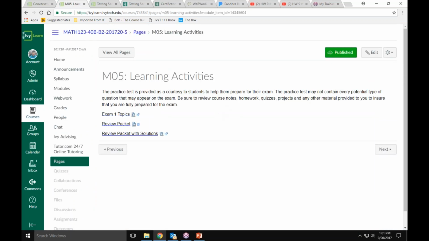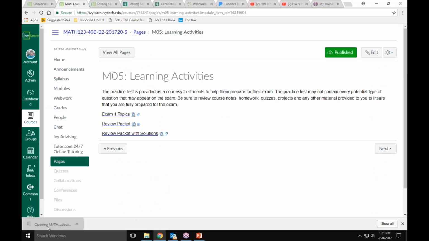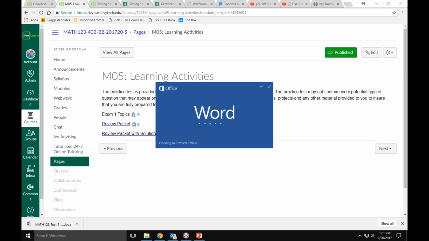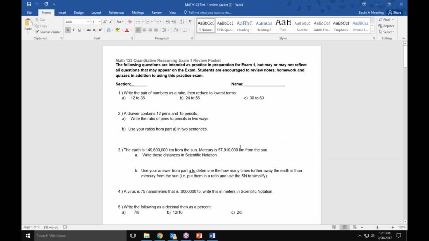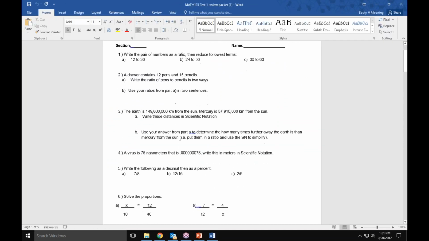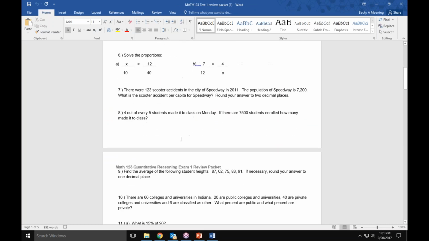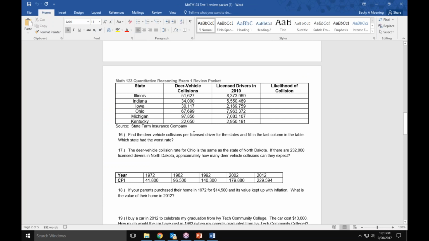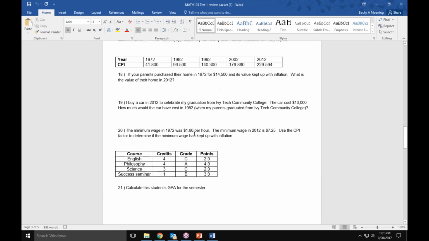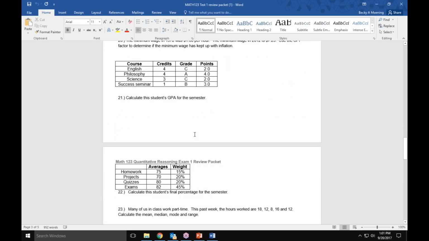So under the learning activities, it gives you basic topics, but this review packet is pretty exhaustive. It's got a little bit of everything from the first 9 sections, and you want an overarching review. So ratios, scientific notation, proportions. You're going to have a little bit of everything, per capita, all of that fun stuff. And that's why I always say if you can do this, you'll be fine.